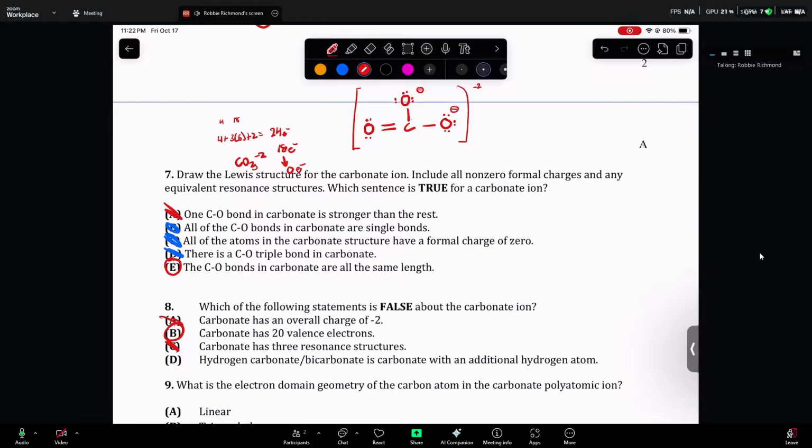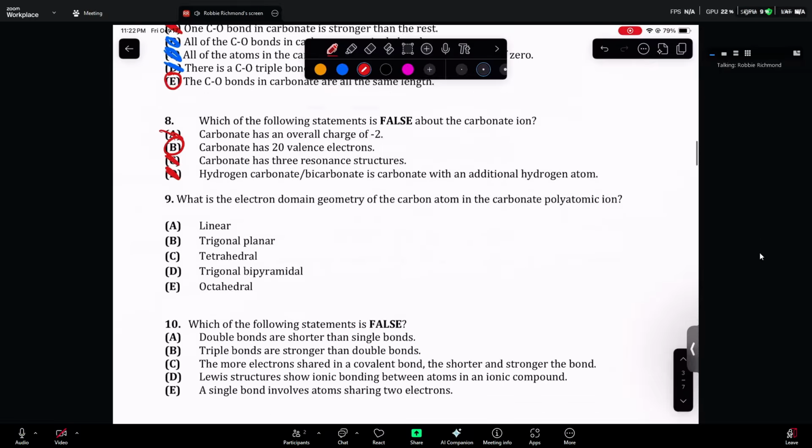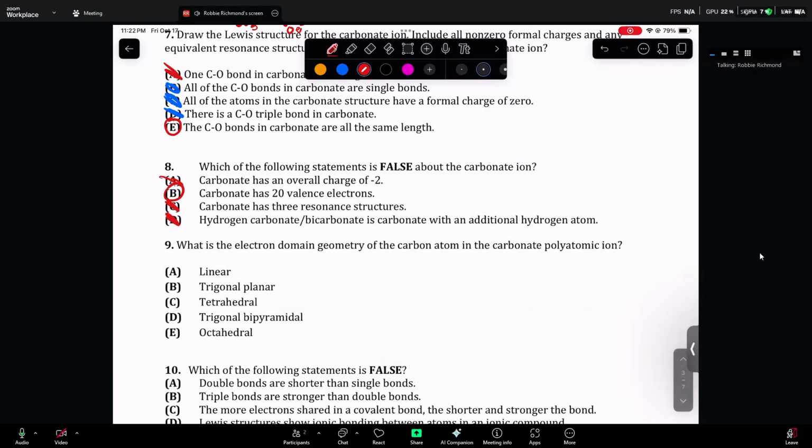And then the hydrogen carbonate, bicarbonate, is a carbonate atom with an additional hydrogen atom. That is true if you remember your polyatomic ions from last exam, which, shocker, does not go away for Gen Chem 1. That has an additional hydrogen atom.